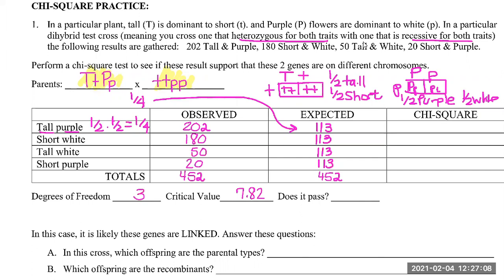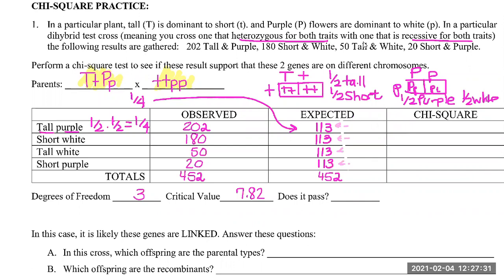So to get my expected, we use our Punnett square. And in this particular case, since we expect 1/4 of everything, I can just basically do this one time, 1/4 times 452, and I get 113. And I know that it's going to be 113 for each of these since I expect there to be 1/4 of each outcome. Okay, so that's how I'm getting my expected.